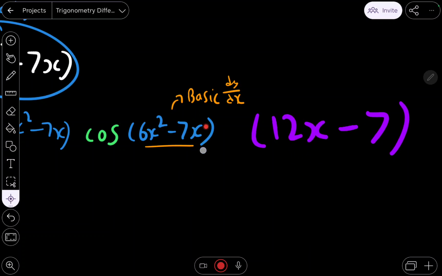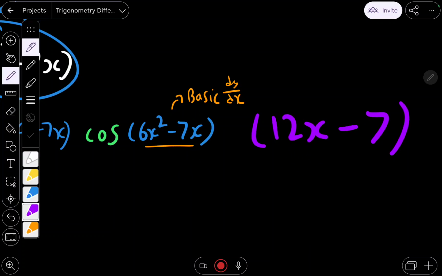And then this one, 7x to the power of an invisible 1 over here. Alright? So it's a negative 7 times 1, which is a negative 7. And power number minus 1, which is x power 0. Or how do I derive x power 0? Is x to the power of 1 minus 1. And indices x power 0 is 1. So it's just negative 7.